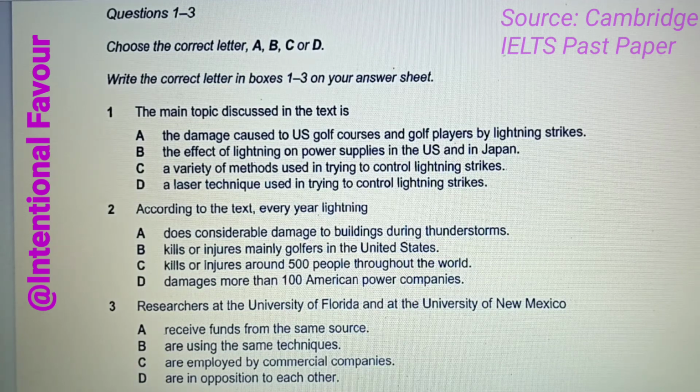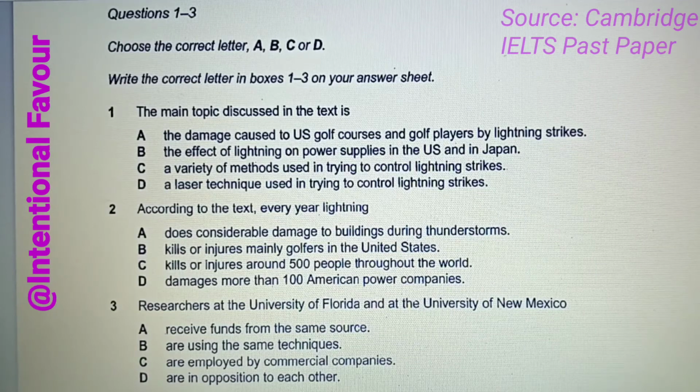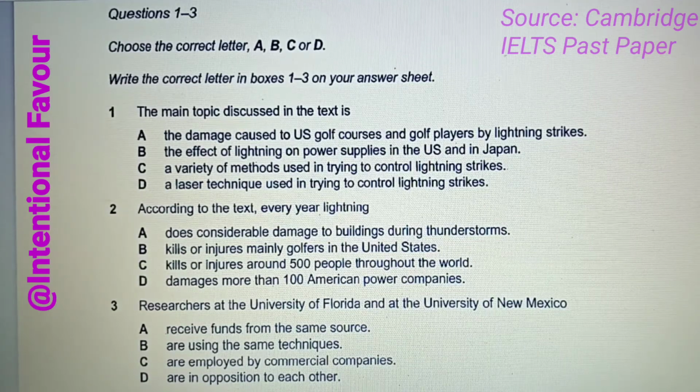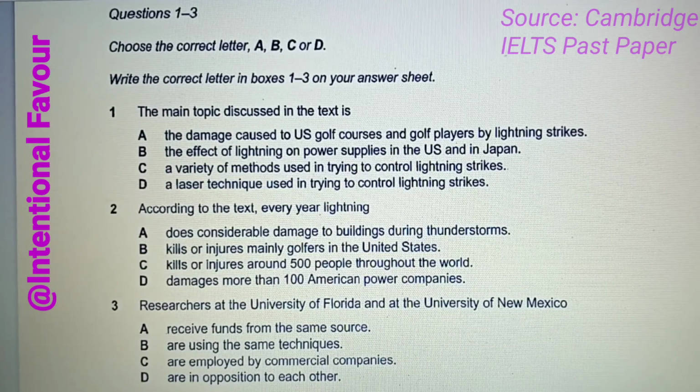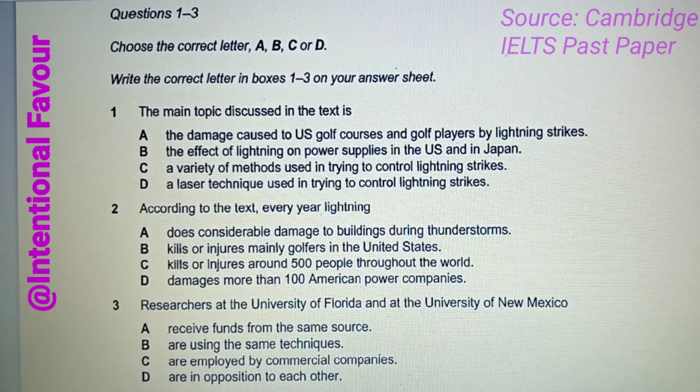Now, secondly, you need to watch out for tricks. Definitely, as always, IELTS will trick you in so many ways. For instance, you will see options that appear to be the answer, but they are not. They're actually not the correct answer, but they will seemingly look like the answer. Watch out for that.